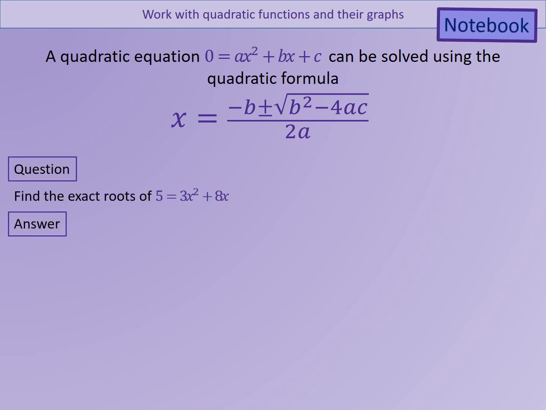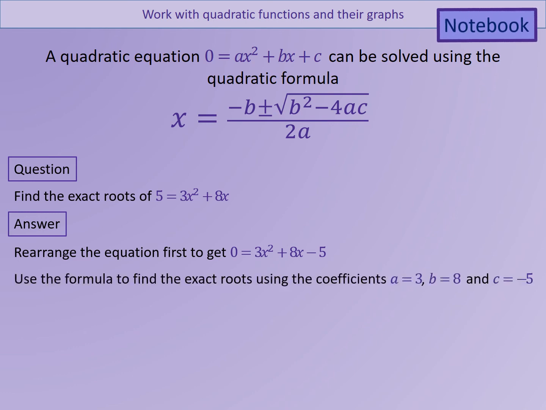So 5 equals 3x squared plus 8x. If you look at the top of the page, you will see that I cannot use the quadratic formula unless it's in that format. So the first thing I'm going to have to do is rearrange to give this equation. And from that, I can write down that a is 3, coefficient of x squared, b is 8, coefficient of x, and the value on the end c is minus 5.